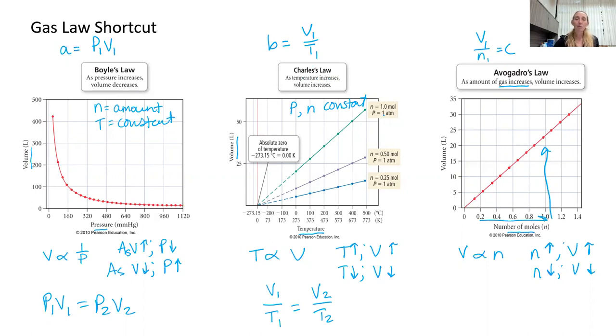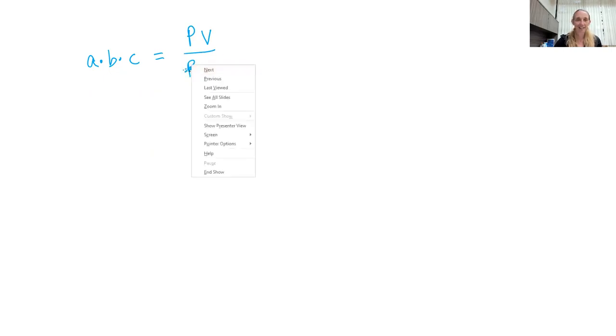Okay, so what we can do is combine these three laws into one big one, right? So I can take and say A times B times C. So all of those proportionality constants is going to equal PV over NT. Let's see if I can erase this.